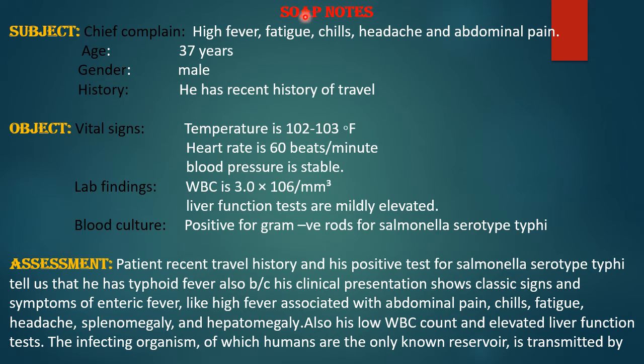By all his findings and vital signs, and his physical findings, what we have assessed is that the patient's recent travel history and his positive test for Salmonella serotyphi tell us that he has typhoid fever, because his clinical presentation shows classical signs and symptoms of enteric fever. The symptoms we have are abdominal pain, chills, fatigue, headache, splenomegaly and hepatomegaly. Also his low WBC count and elevated liver function.